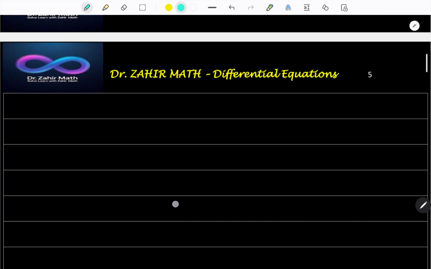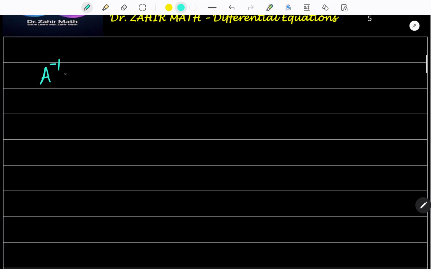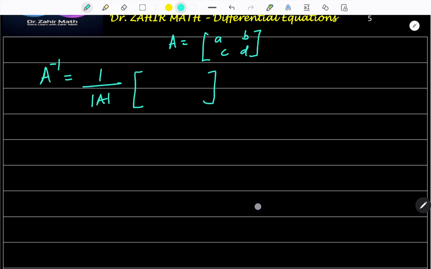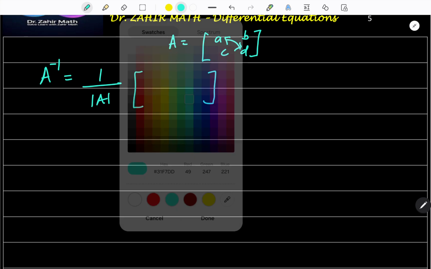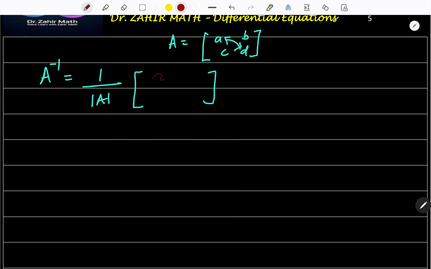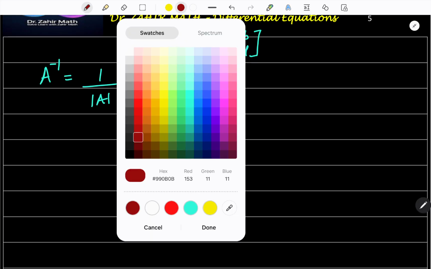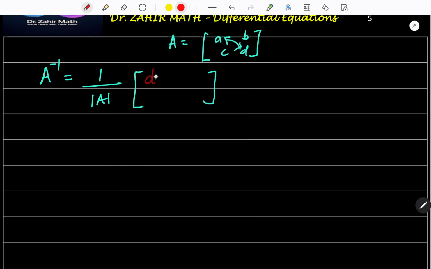Okay, right. So now we are going to write A inverse. Suppose A is a, b, c, d. What is the rule? 1 by determinant of A. Just put the matrix. These two things will change the place. How? Which is d here, and let me change to another color. Which is d here, and a here. And in this place you will have b here, c here, with negative signs.